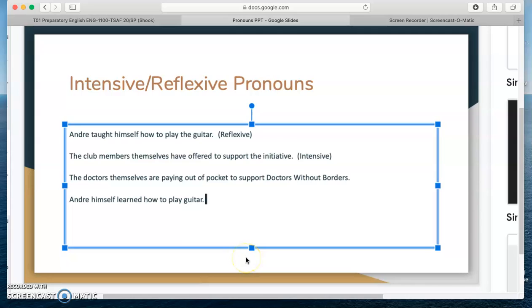Now, there is a type of reflexive or intensive pronoun that makes its way throughout social circles, and I want you to know that it does not exist. His self. His self does not exist. It is himself. And the reason why is because his is a possessive pronoun, and we don't mix that kind of possessive pronoun with a reflexive or intensive pronoun. So it is himself, it is not his self.